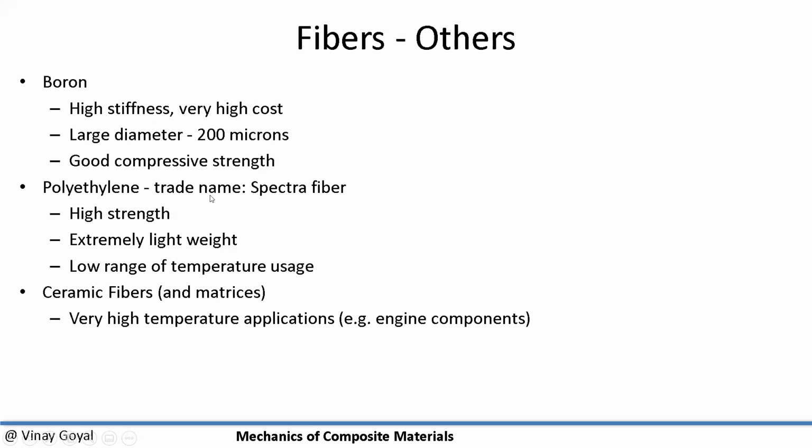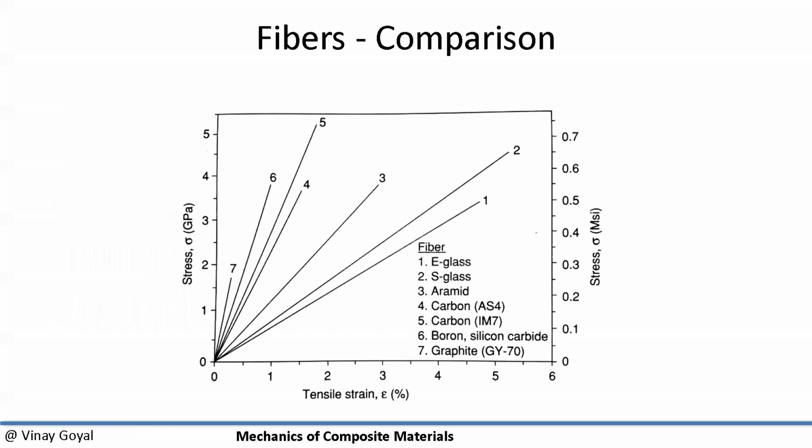We also have another one called polyethylene. Trade name is Spectra fiber. You may see that: high strength, extremely lightweight, low range of temperature use. So very nice for low range temperature use. We also have ceramic fibers, for very high temperature applications like composites for engine applications. That's where you're going to see that.